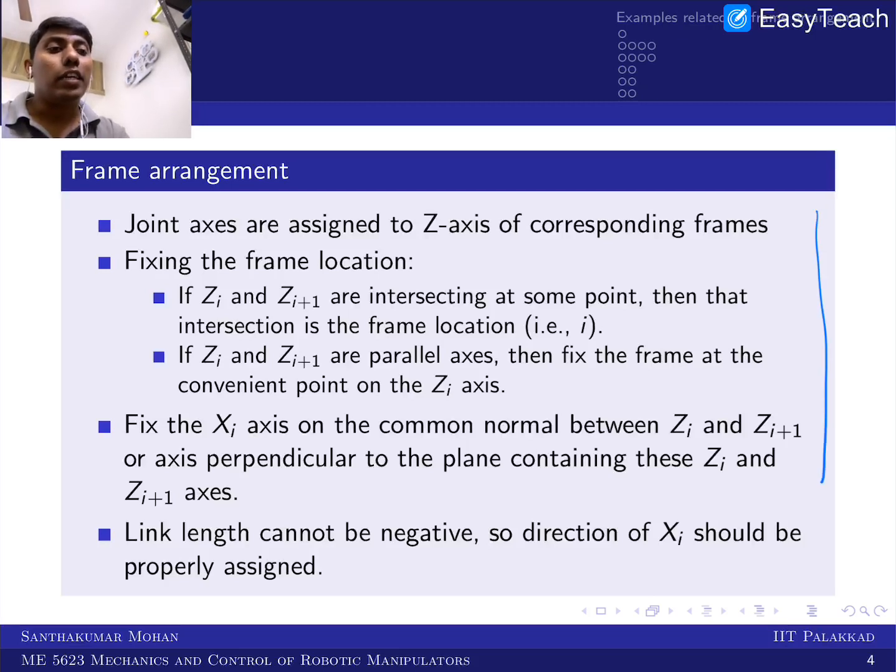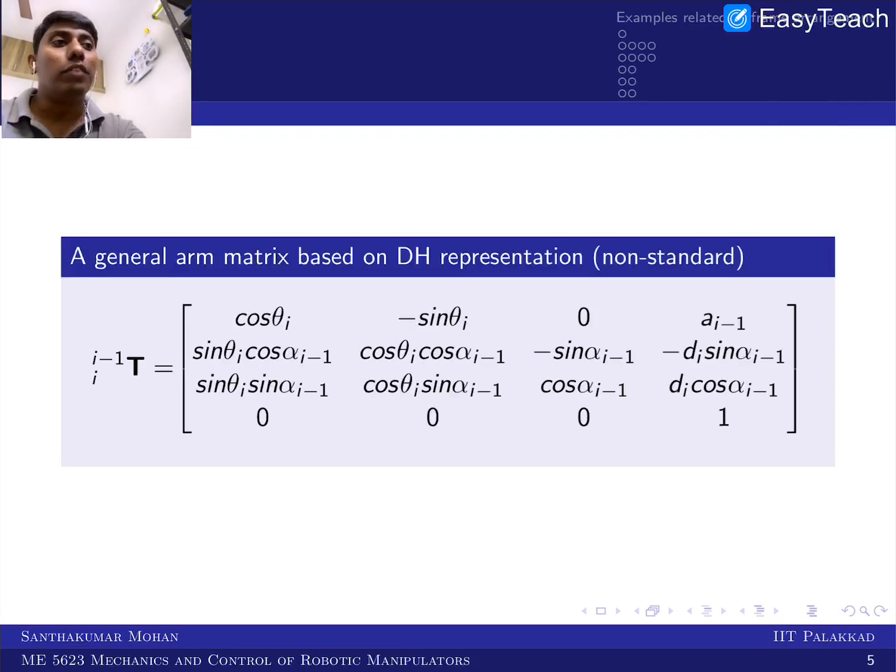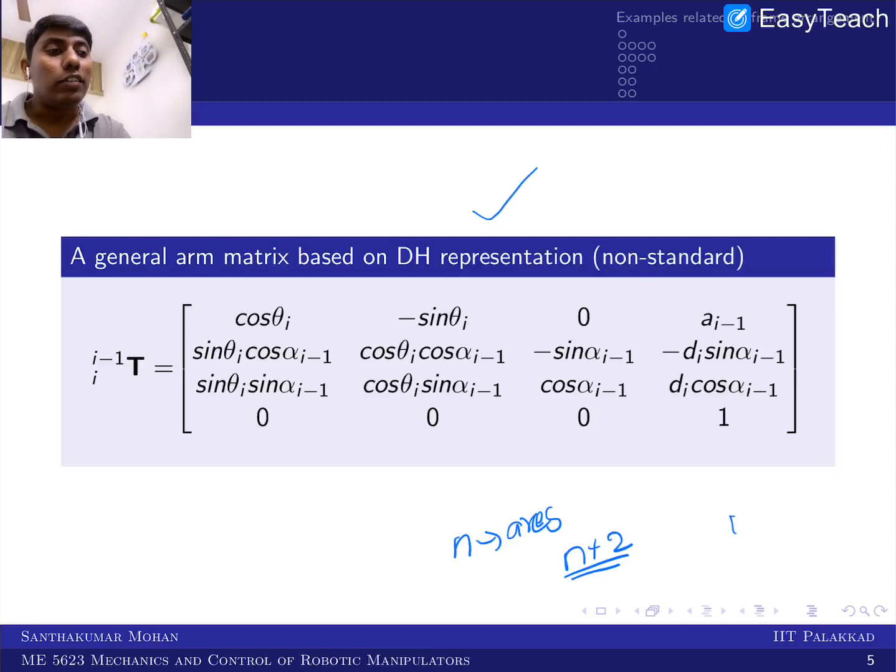Okay, and a further key rule not mentioned here, since we are going to see the DH representation matrix or ARM matrix with non-standard form. In the sense you would be having an n-axis robot, so then you have n plus 2 frames. In the sense, the 0th frame is the start and the n plus 1 frame is the tool frame. This is the tool center point and this is the base frame. Okay, so what you have to see is the base and then the end. So these are the important things.